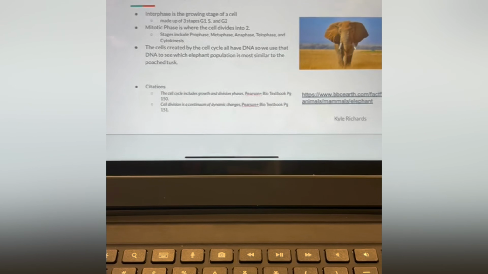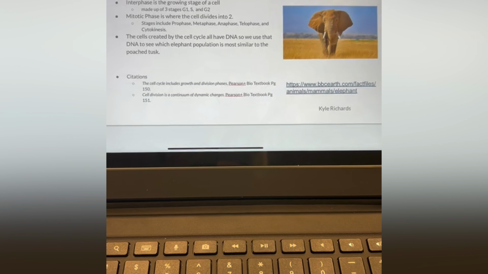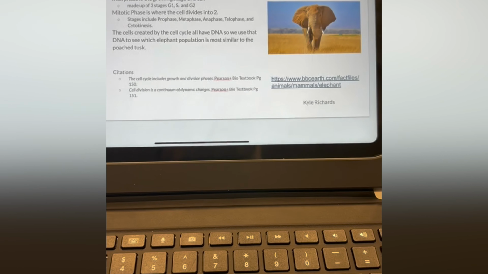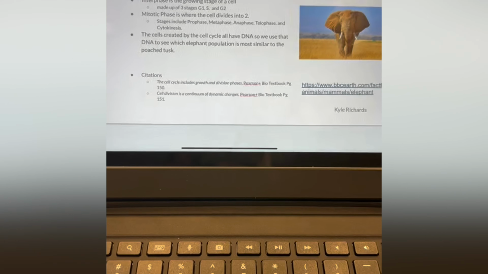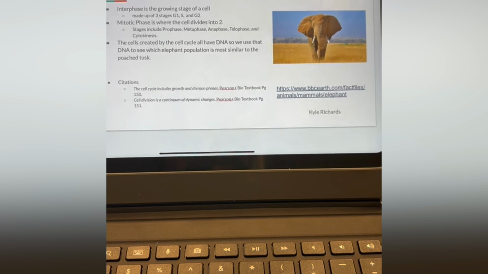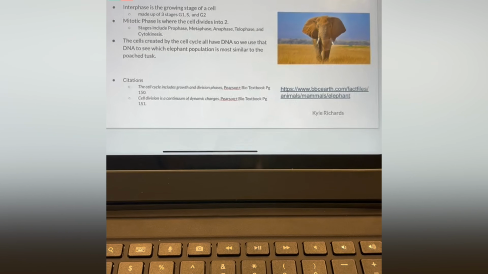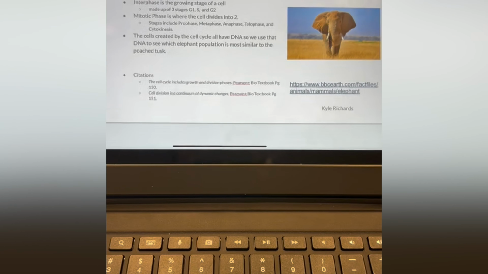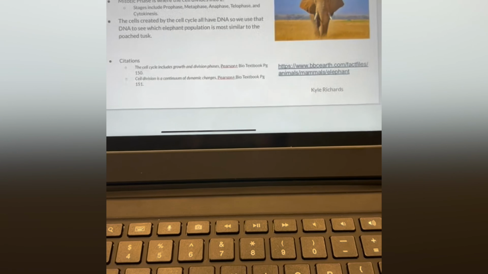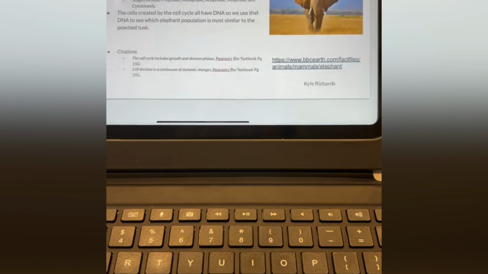Unit 4, Cell Cycle. We have interphase in this, which is 3 stages: G1, gap 1, S, synthesis, G2, gap 2. Meiotic phase is where the cell divides into 2. It has prophase, metaphase, anaphase, telophase, and cytokinesis. The cell created by the cell cycle would have the same DNA, and that would be related to the elephant tusks that we would be finding.